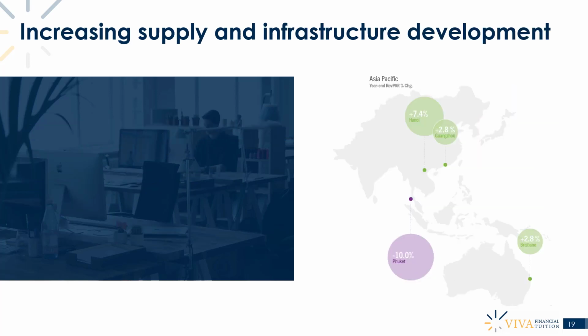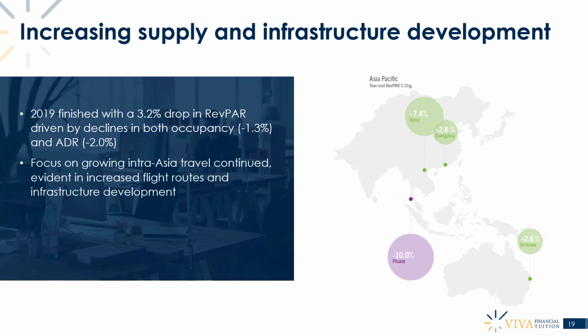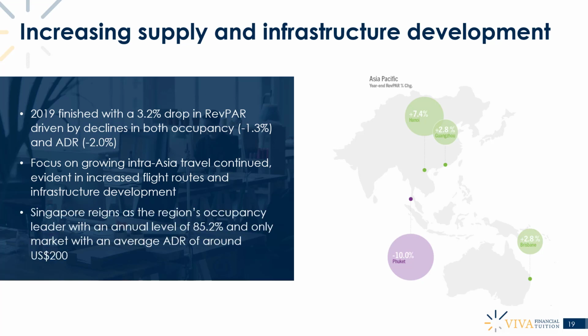And then looking at the Asia Pacific region, increasing supply and infrastructure development across the region. 2019 finished with a 3.2% drop in RevPAR, driven by declines in both occupancy and ADR. Focus on growing intra-Asia travel has continued, evident in increased flight routes and infrastructure development. So you're seeing a lot more intra-regional travel in the Asia Pacific region, and that is obviously going to help the hotel industry. Singapore reigns as the region's occupancy leader with an annual level of 85.2% occupancy rates.